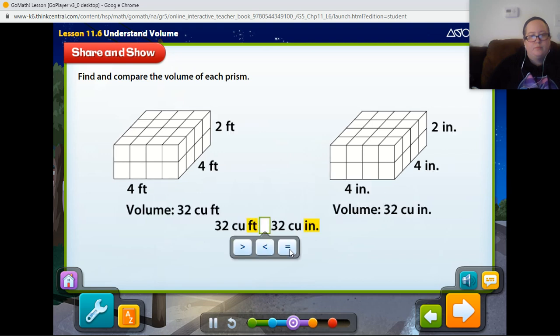One prism has a volume measured in cubic feet. The other prism has a volume measured in cubic inches. How do the volumes of the prisms compare? Select greater than, less than, or equal to. Well, again, cubic feet are larger than cubic inches, so 32 cubic feet are going to be greater than 32 cubic inches. That's right. 32 cubic feet is greater than 32 cubic inches.